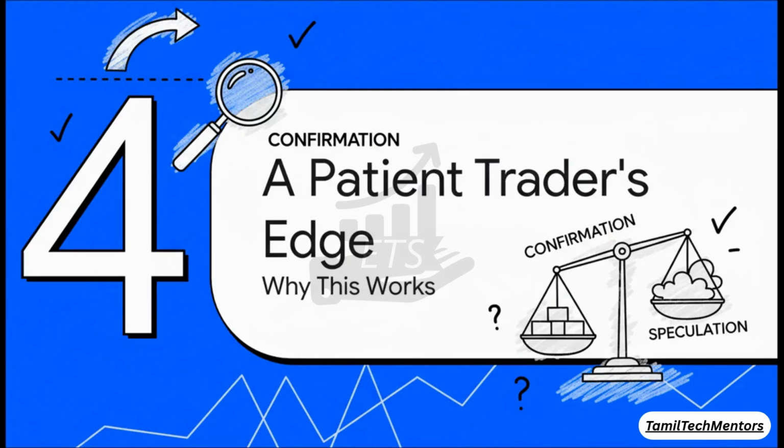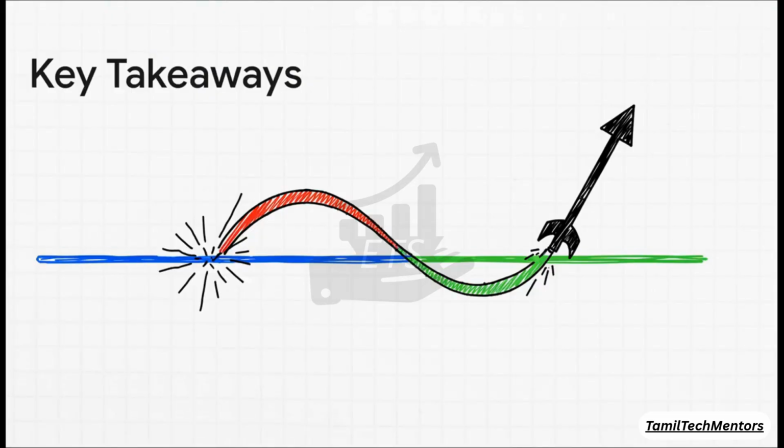So why do we go through all this trouble? Why not just buy the breakout and hope for the best? Because this patient, methodical approach gives you a massive strategic edge. It's the difference between gambling and trading with a plan. If you take only one thing away today, let it be this 3-word mantra: break, retest, flip. This simple process is, hands down, one of the safest ways to trade a reversal. Because you aren't guessing the trend is changing, you are waiting for the market to hand you clear, undeniable proof that the power has already shifted from the sellers to the buyers.